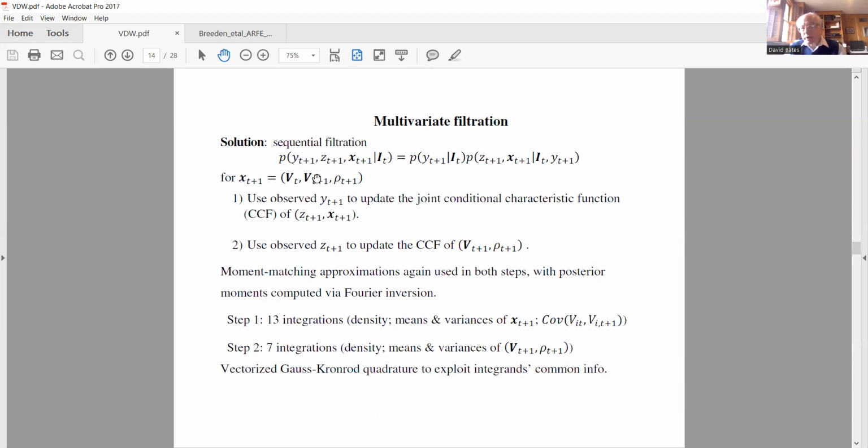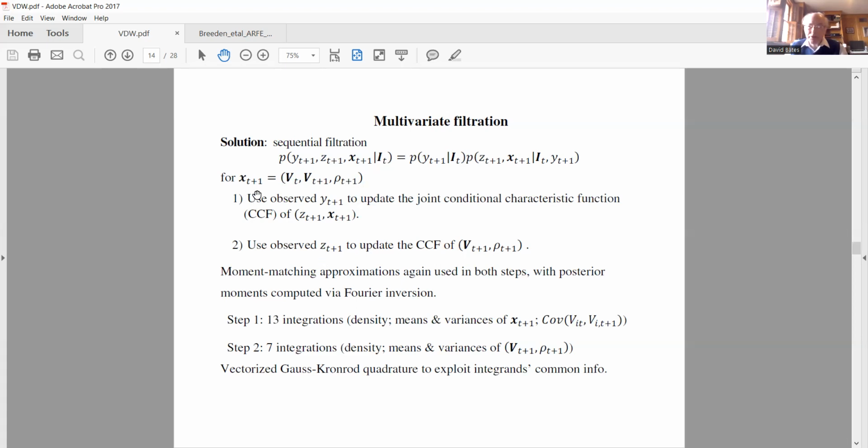The previous day's V, the new day's V, and this autocorrelation parameter rho. So when we do Z, we're only interested in next period's state variables. So we don't have to fully update X, although we could do so if we wanted to. Now, all of this does involve a lot of univariate integrations.